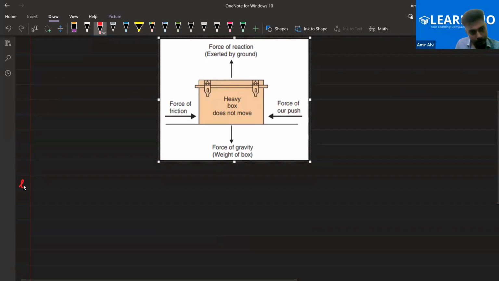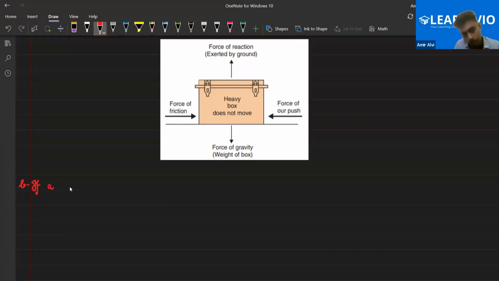Let's write down the second case. If a number of balanced forces act on a body, the body continues to remain in its stationary position. Or if the body is moving with uniform velocity, it will continue with its uniform velocity. It will not accelerate at all. Clear, everyone? Yes, sir.